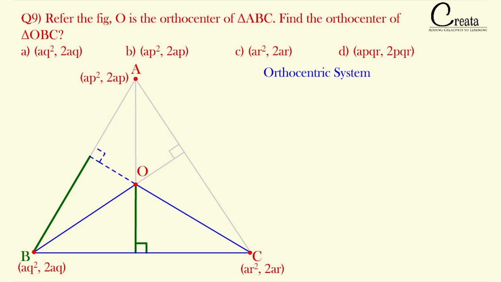Similarly, the altitude from the vertex C will be perpendicular to the side BO. So this line segment is the altitude from the vertex C, which is perpendicular to the extended side of BO. So we got the 3 altitudes for this triangle. Now we will locate the orthocenter. And we know the orthocenter is the point of intersection of 3 altitudes. Let's extend all the altitudes. This point, that is point A, is the orthocenter for this triangle BOC, the point of intersection of these 3 altitudes. Got it? So A, that is the coordinate (AP square, 2AP), is the answer for this question.